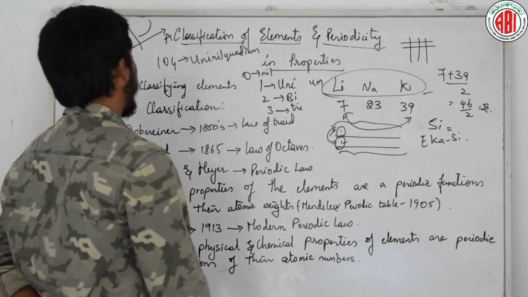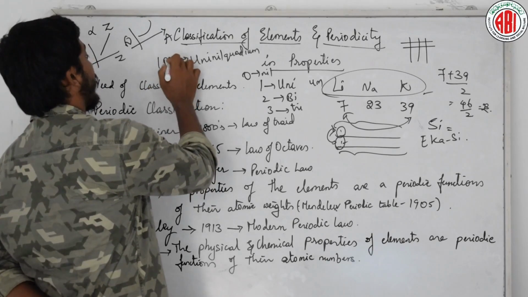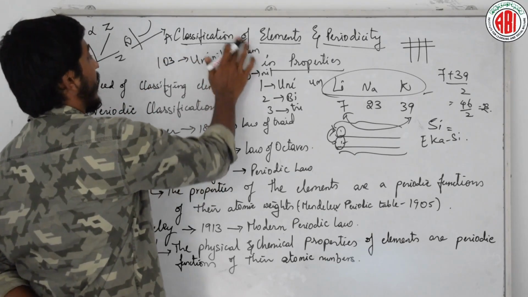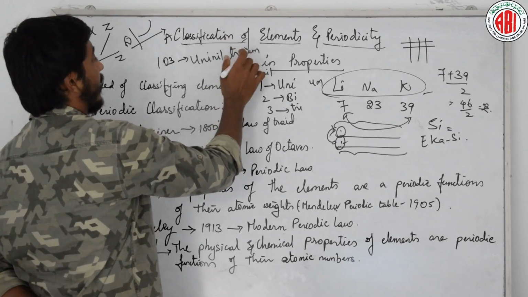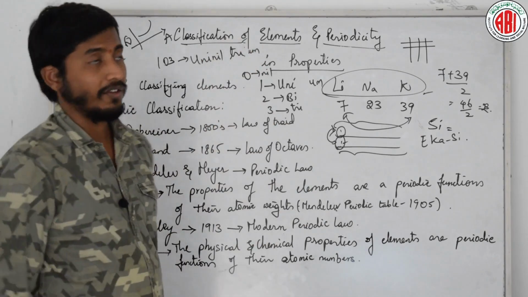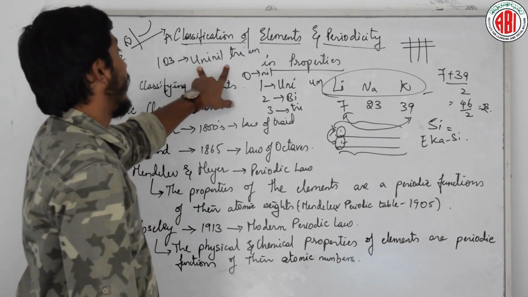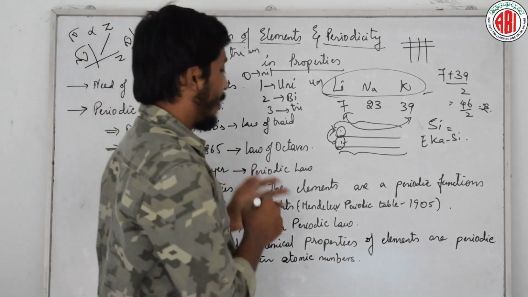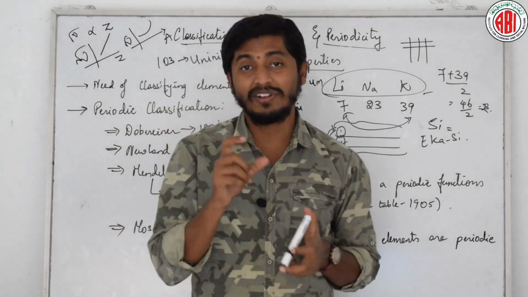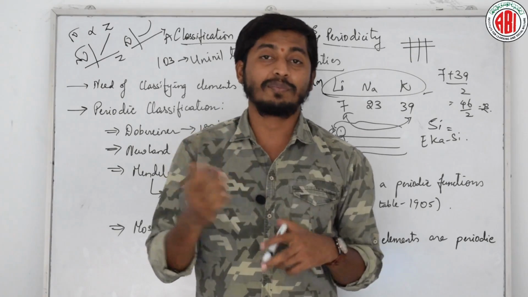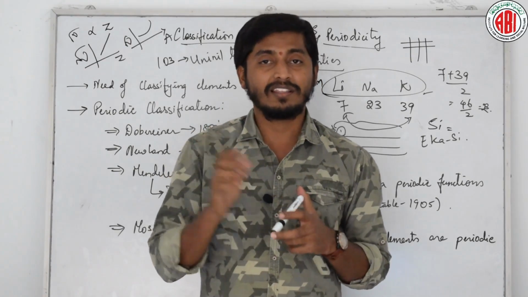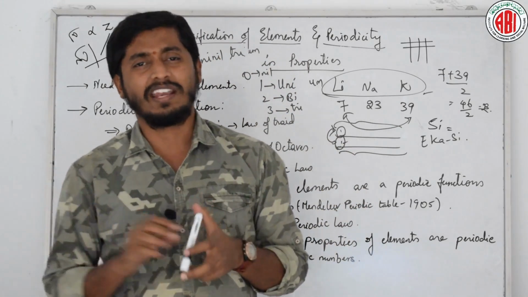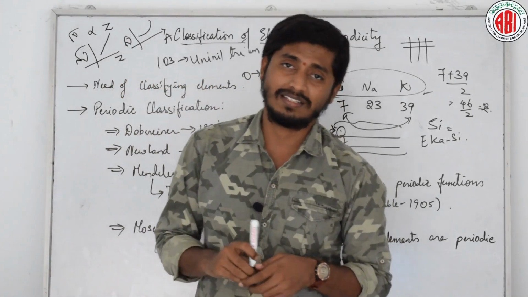Or else let us assume the element is 103. 1 is uni, 0 is nil, 3 is tri, right? Is it okay? Then the name goes as uniniltrium. Is it clear? That is how he mentioned a particular nomenclature of future elements. By predicting the future, he gave this kind of name for almost up to 118 or 120 elements. Is it clear?